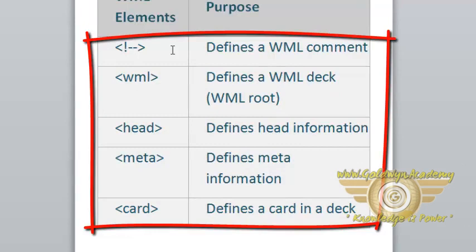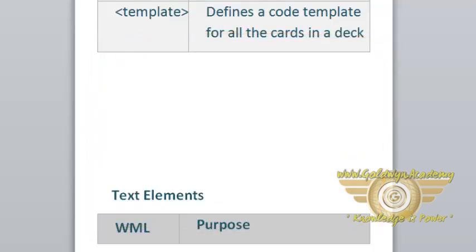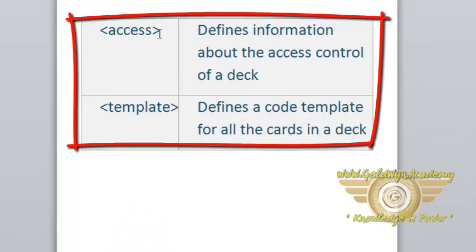Here this is the list for deck and card elements. This is for comment, which is same as HTML. This is for WML tag, which defines a WML tag. Then this is head tag for head information, meta tag for meta information, card defines a card in a deck, access tag which defines information about the access control of a deck. Then template, which defines a code template for all the cards in a deck.